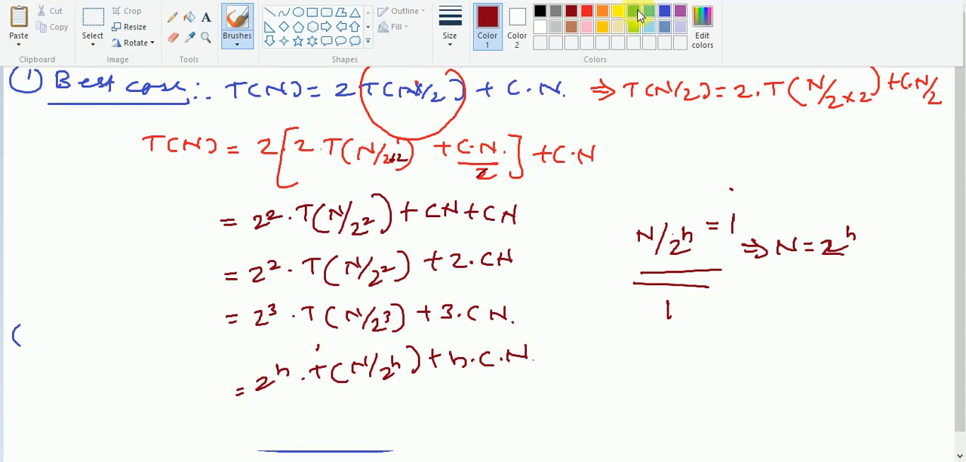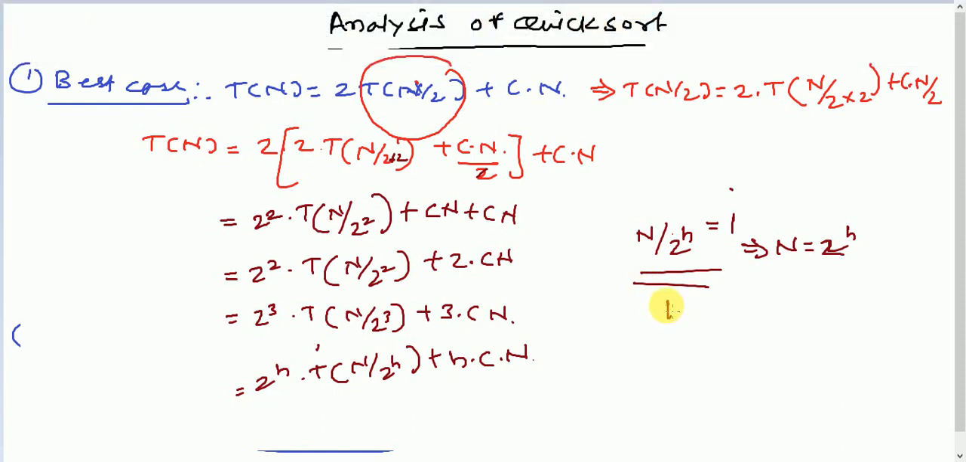So here if I take log on both sides, I'll get log to the base 2 of n is equal to log to the base 2 of 2 raised to h, which is equal to h. So I'm getting h is equal to log to the base 2 of n, and I'll put this value in this particular equation.